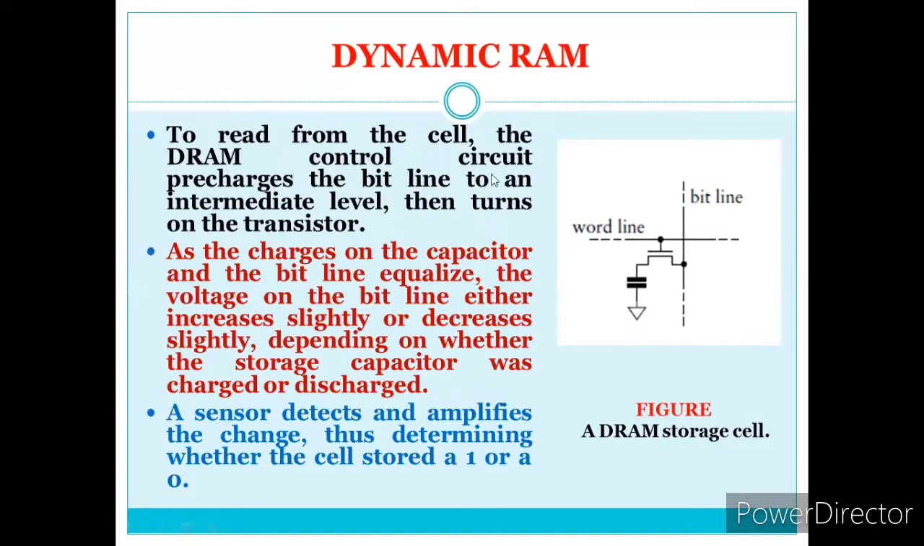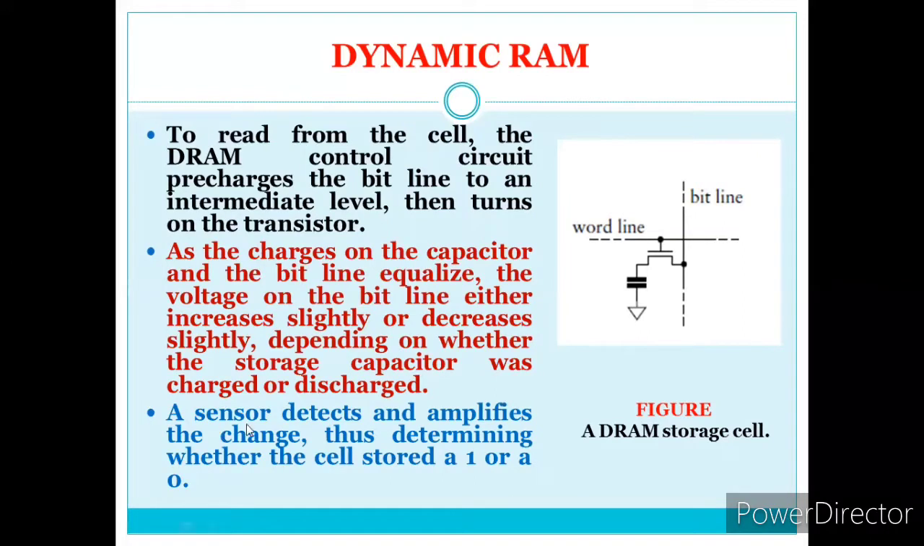To read from the cell, the DRAM control circuit pre-charges the bit line to an intermediate level, then turns on the transistor. So in order to perform the read operation, the bit line is pre-charged, the word line is activated, and the transistor is turned on. In this way, whatever data is stored is read. As the charges on the capacitor and the bit line equalize, the voltage on the bit line either increases slightly or decreases slightly, depending on whether the stored charge is charging or discharging.